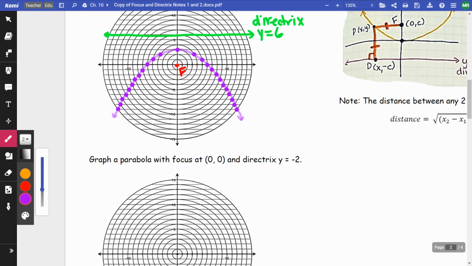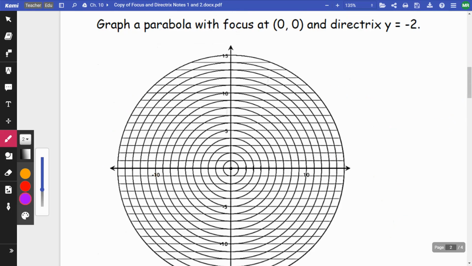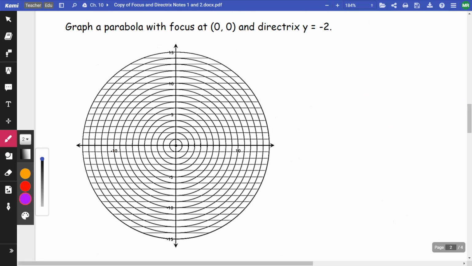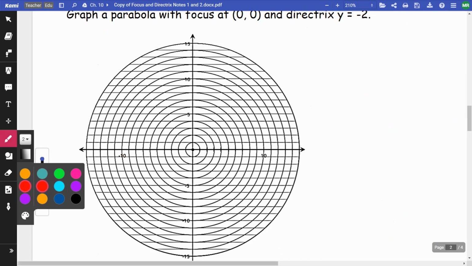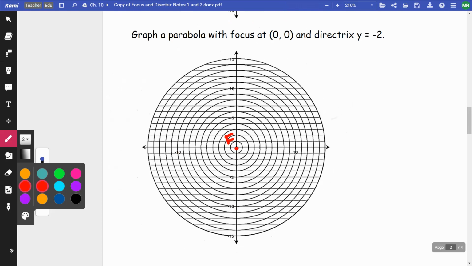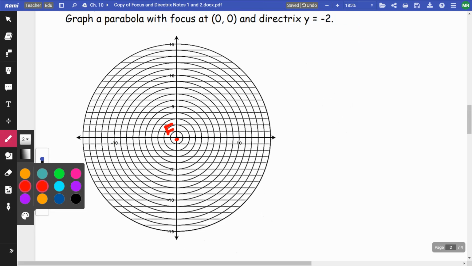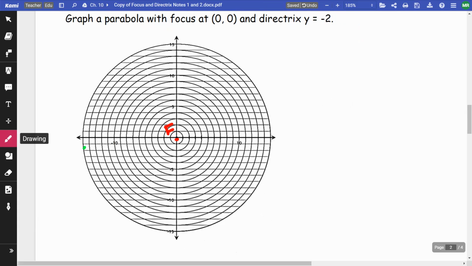So the next one, we're going to have a focus at 0, 0 again. Now this time my directrix is going to be below. So I'm going to put my F here. And my directrix is going to be y equal -2. So y equal -2. So I'm going to come down here. And again, that's my directrix.